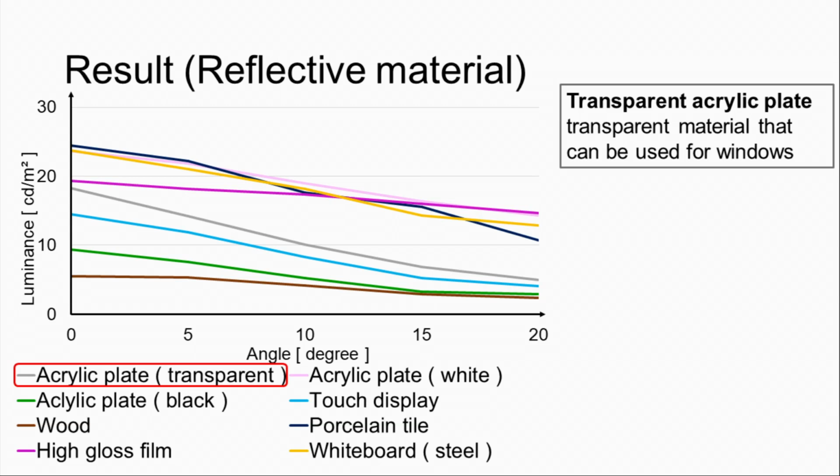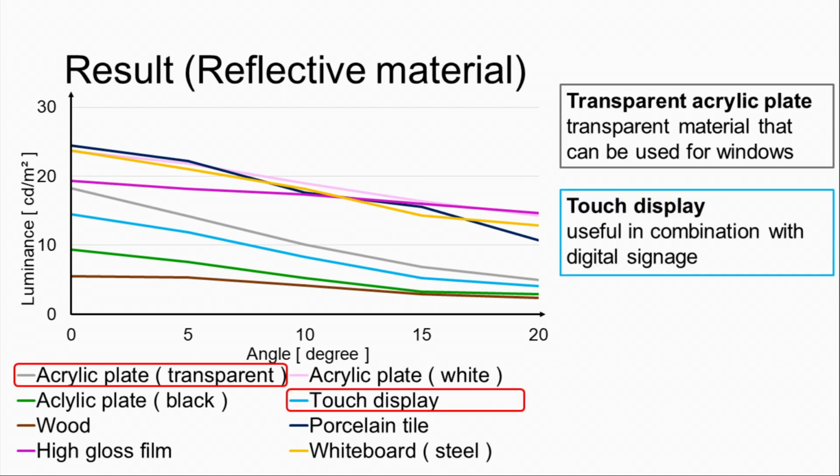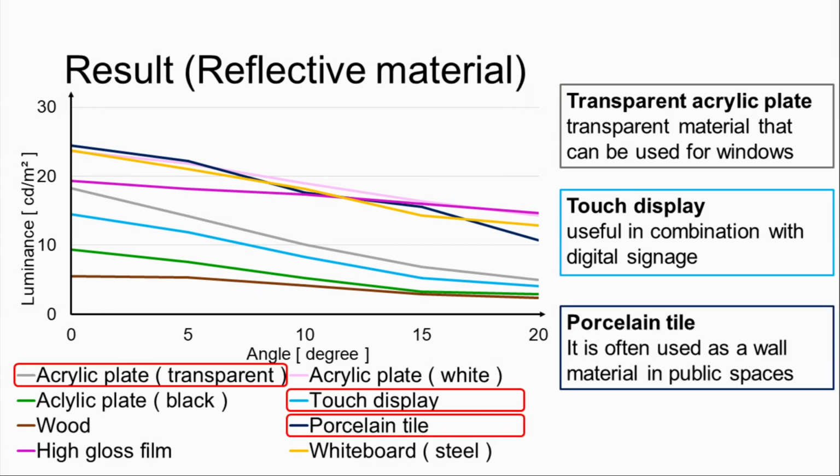The second one was the touch display. The touch display was selected because it is useful in combination with digital signage. The third one was porcelain tile. It is often used as a wall material in public spaces.